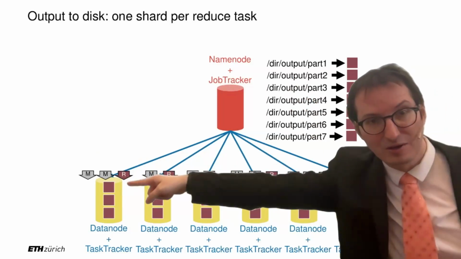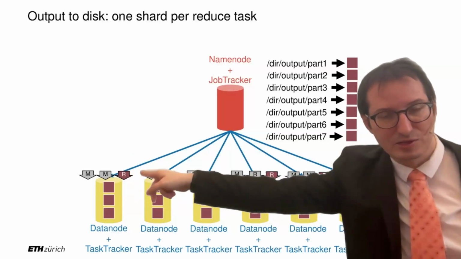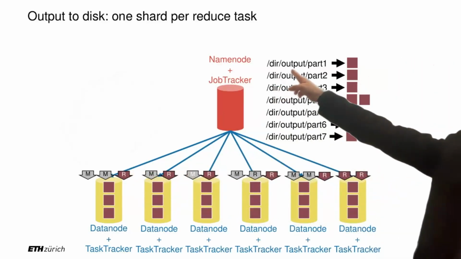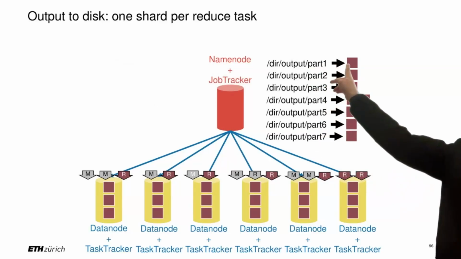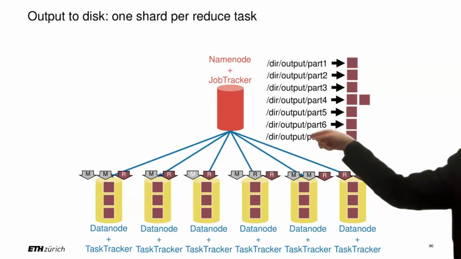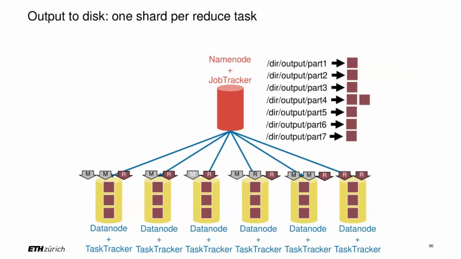So every single slot here, every single core is going to write back one file to HDFS. And that's where they come from, part 1, part 2, part 3, and so on. This is because they're all done separately on all the machines. Who is with me? All right.